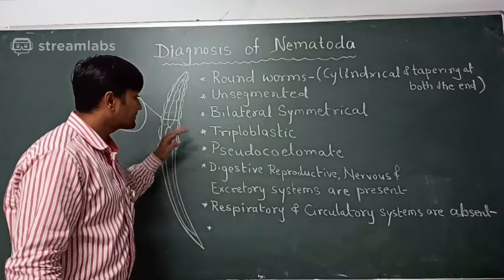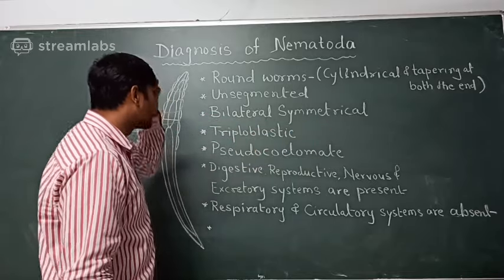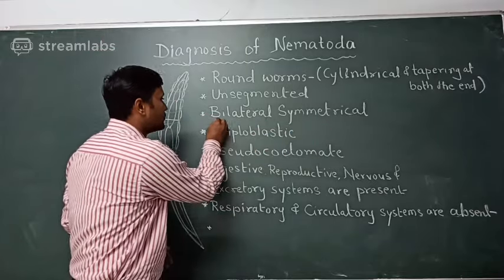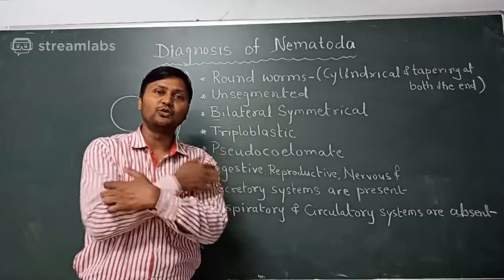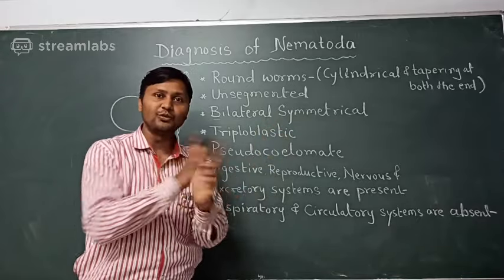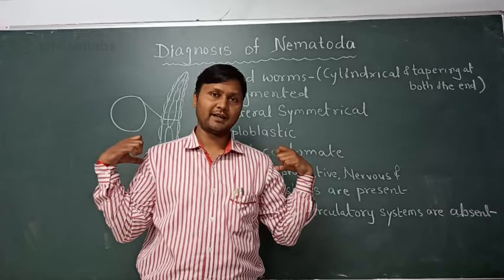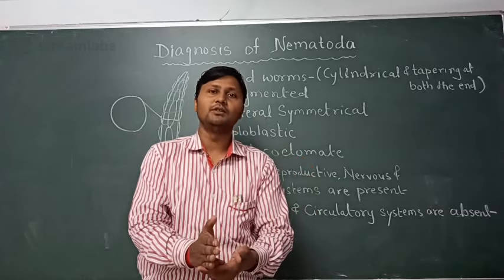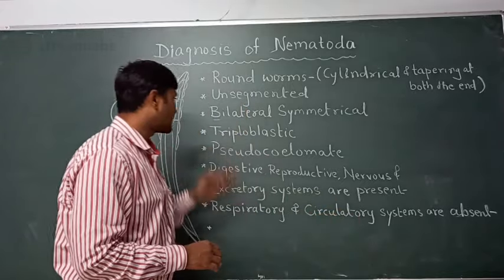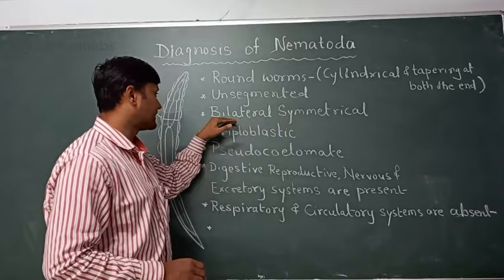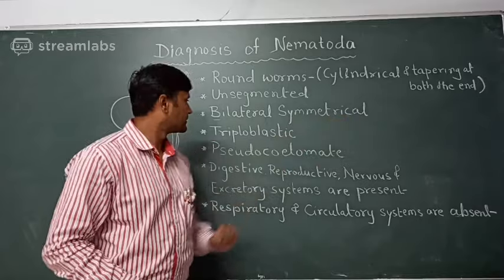Okay. Then another important character is bilateral symmetry. Bilateral symmetrical means bi means two, lateral means lateral side, two lateral sides equal to each other. Symmetrical means equal. This is my ventral side and these are my two lateral sides. If we cut any organism through the dorsal-ventral side, it will become two equal halves. So nematodes also have this character, bilateral symmetry.